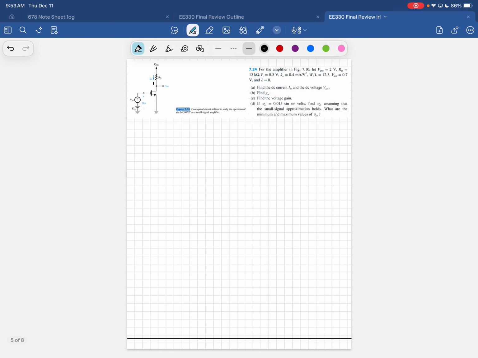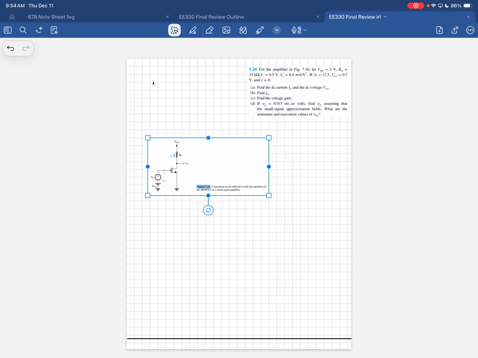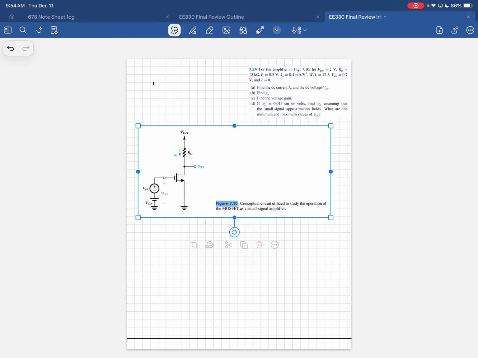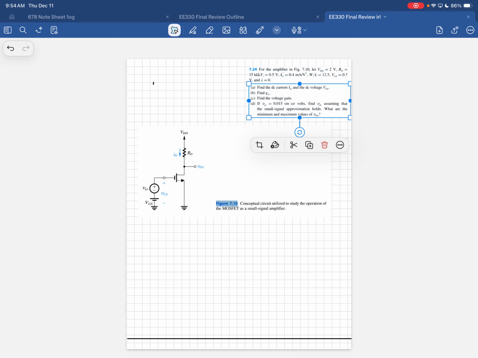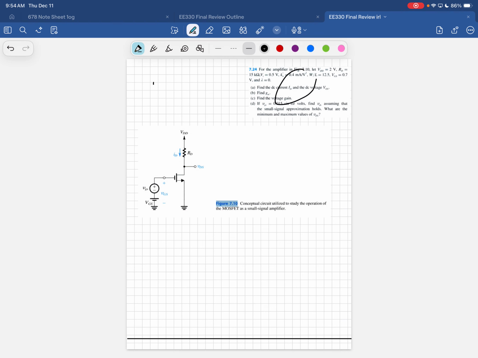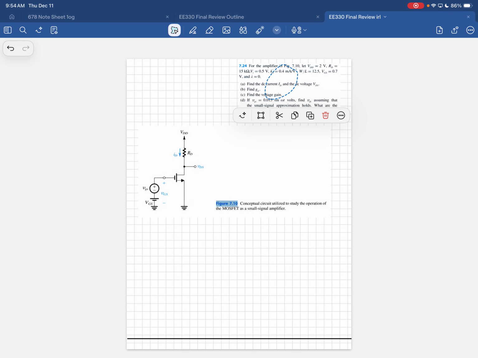Sweet. All right, so this is, I would say, a pretty typical MOSFET problem. Let me make that a little bigger. Give us a sec to write it down. Yeah, absolutely. And I'll rewrite the whole thing anyways.